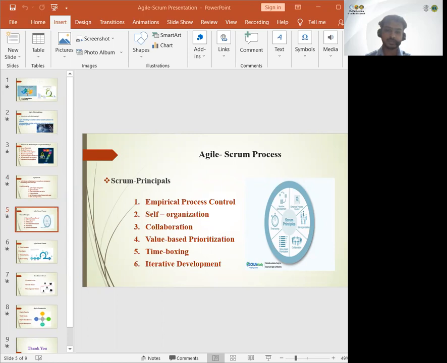Next one is time boxing. Time boxing is a fixed time framework. It can manage the Scrum meeting. It can manage the sprint backlog. And time boxing increases the efficiency of the process. Last one is iterative development. We don't deliver the whole project at once. We deliver part by part according to the cycle. In the end, we complete the whole project.